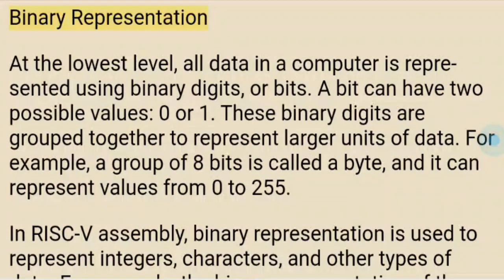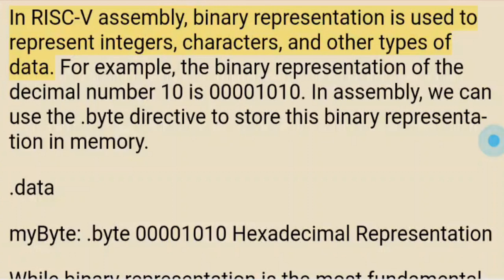Binary representation. At the lowest level, all data in a computer is represented using binary digits, or bits. A bit can have two possible values, 0 or 1. These binary digits are grouped together to represent larger units of data. For example, a group of 8 bits is called a byte, and it can represent values from 0 to 255. In RISC-V Assembly, binary representation is used to represent integers, characters, and other types of data.